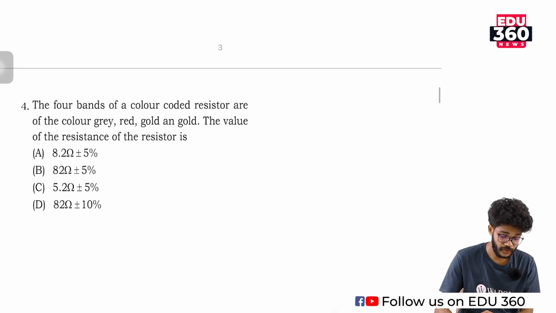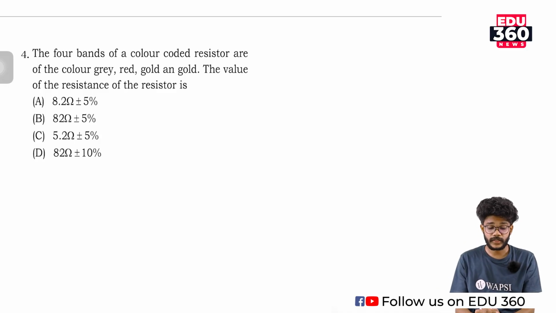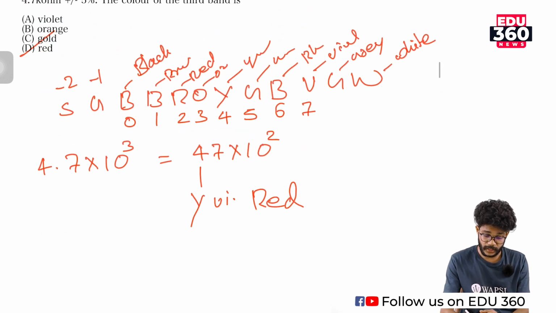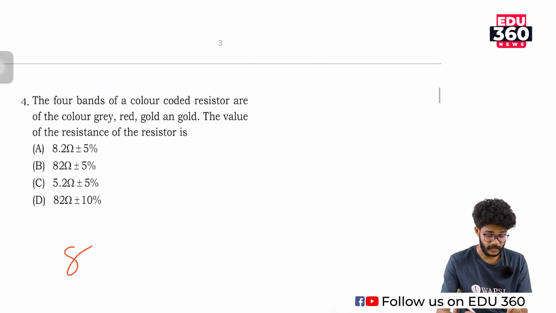Then we can move to the fourth question. Yes, the fourth question is also similar, but the question is in a different format. The 4 bands of a color code resistor are gray, red, gold and gold. What is gray? Gray gives 8. So the first digit is 8. Yes, we can cut this option.